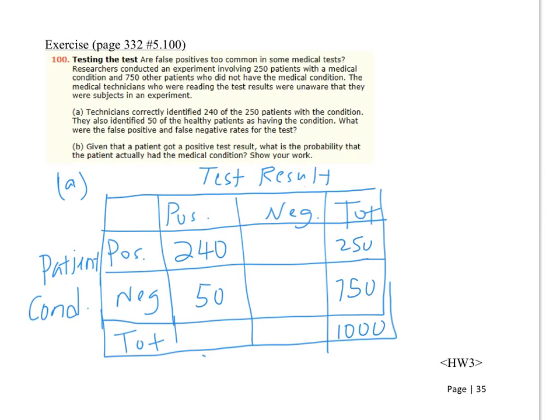So once you have those numbers filled in, you can organize the rest of this two-way table by subtraction, and we can put 290 for the total number of times the test came out positive. We can deduce on our own that the test came out negative the other 710 times if we need that information. Part A is simply asking for what are the false positive and false negative rates for the test.